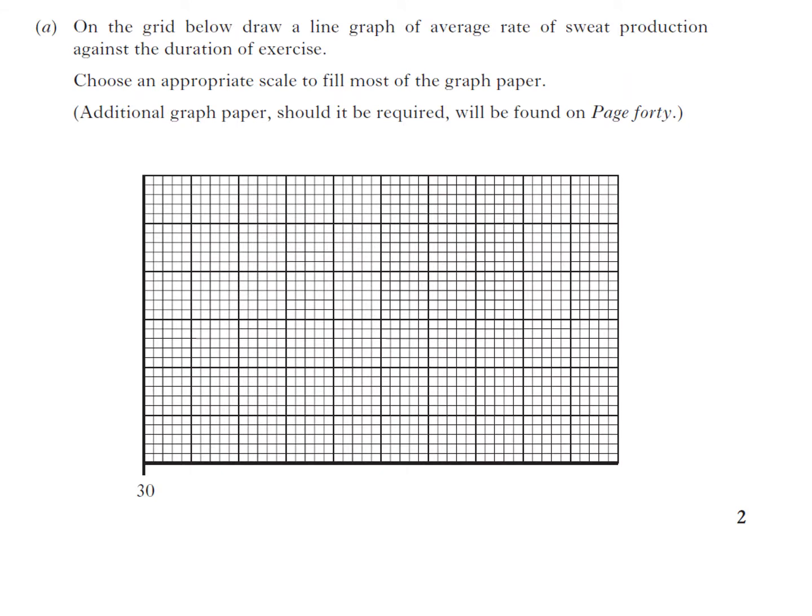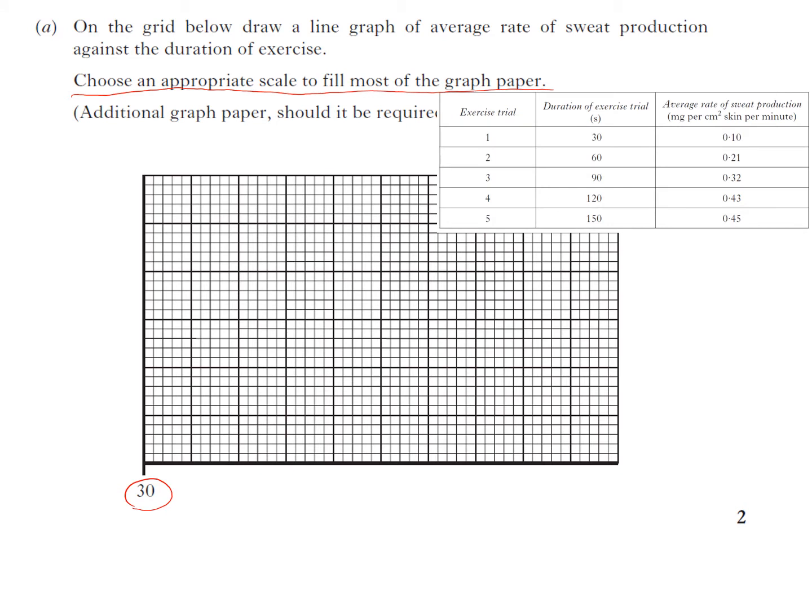Okay, first thing you're asked for is a graph. On the grid below, draw a line graph of average rate of sweat production against the duration of exercise. You should now recognise this as standard. Choose an appropriate scale to fill most of the graph paper. They have given you the first point on the x-axis because they're expecting that it's not going to start at 0. And that's totally acceptable at Higher. Okay, so we're starting at 30 going up to 150.